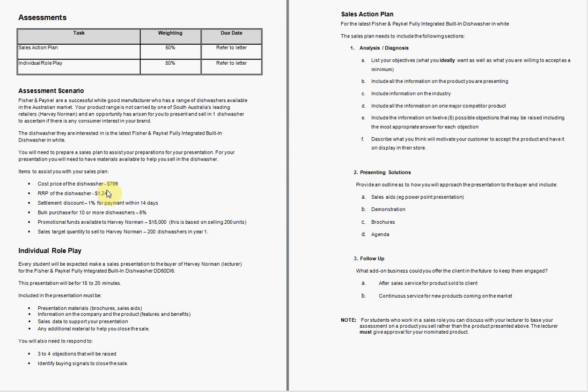We do talk about discounts. So we look at the settlement discount, if that applies for your business, as well as the bulk purchasing discount, so that if they purchase 10 or more dishwashers in one order, they get a 5% discount.